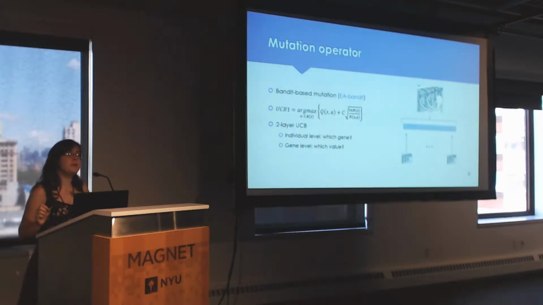The first enhancement that we looked at is the mutation operator. For this, we replaced the random mutation that we had before with a UCB-based mutation that we called EA Bandit. We have two layers of bandits, first at individual level, which selects which gene to mutate next. And then we have lower level bandits for each particular gene that decides which action should be chosen. For this, we use the UCB equation that basically balances between exploitation of good actions and exploration of possibly good actions.